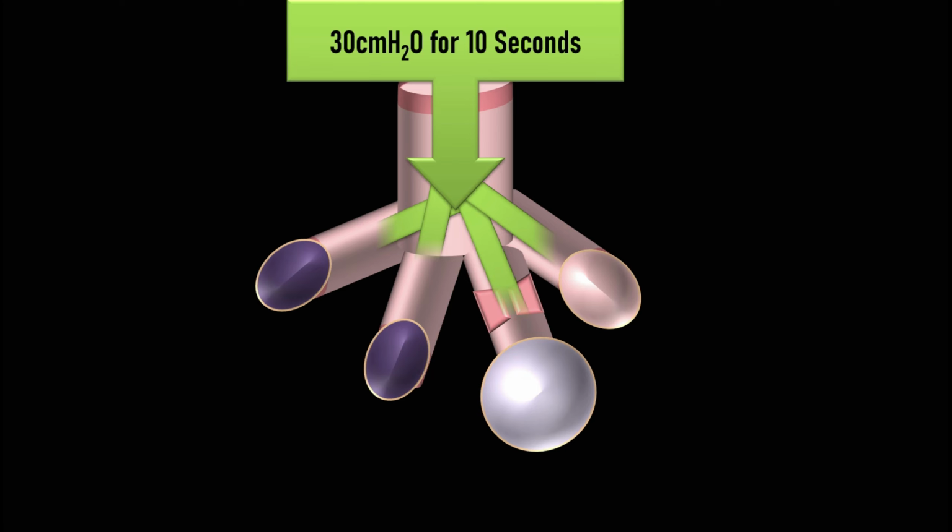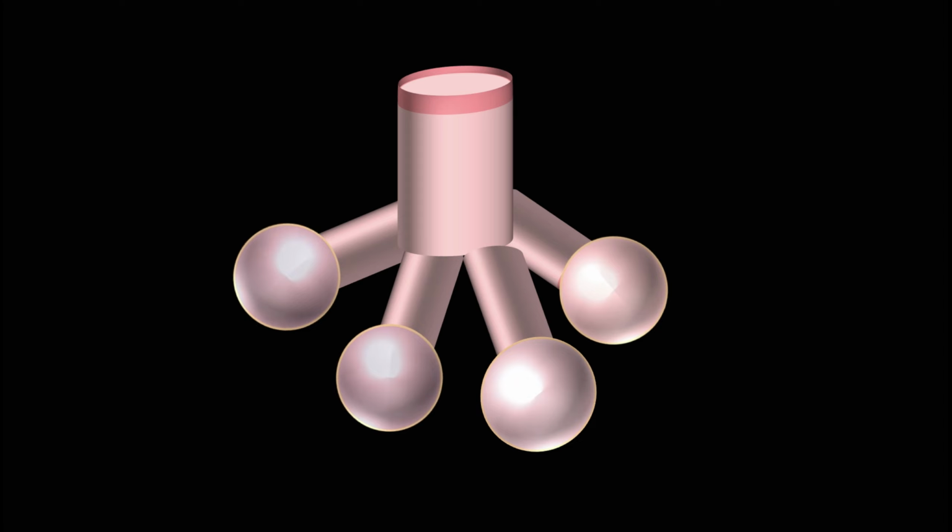A recruitment maneuver or vital capacity breath, you can do this with a bag or better with the ventilator. There is a specific setting, 30 centimeters of water for 10 seconds in the operating room or 30 seconds in the ICU. So essentially you squeeze the bag and it pops open collapsed or closed airways and everything resolves very neatly.